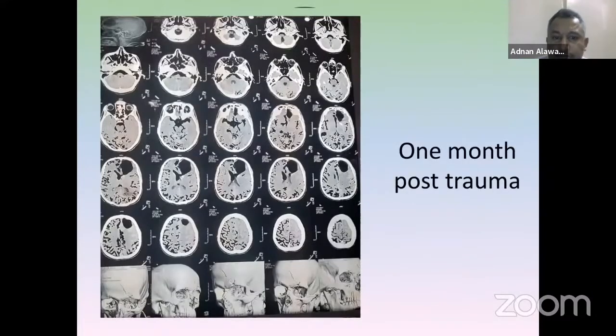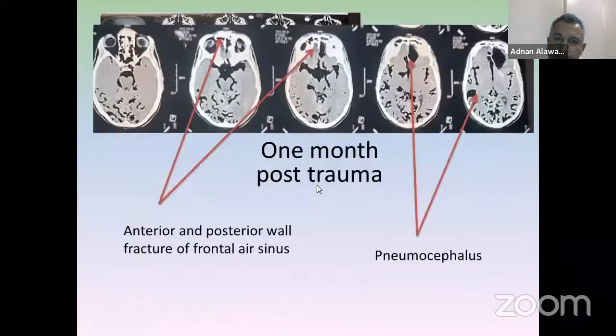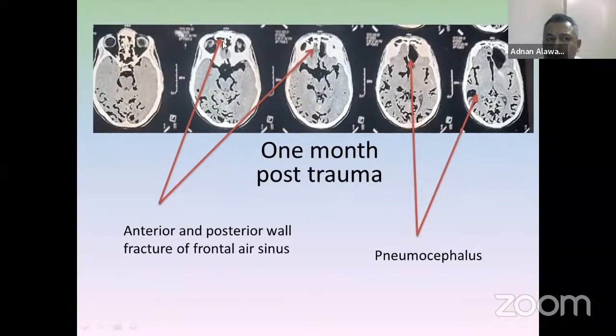developed this picture. He came with a continuous CSF leak, a big mucocele. There is a pneumocephalus all around the brain. Here's the 3D, we will show you in more detail. So this is the frontal base. This is still opening or fracture of the anterior and posterior frontal air sinus. This pneumocephalus and mucocele.